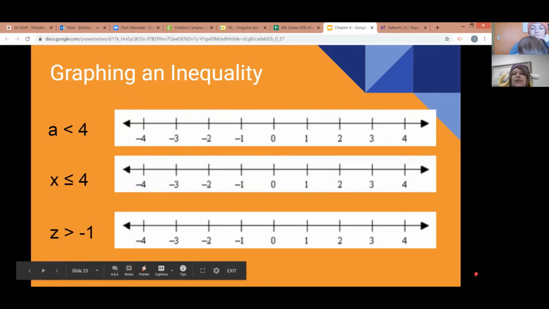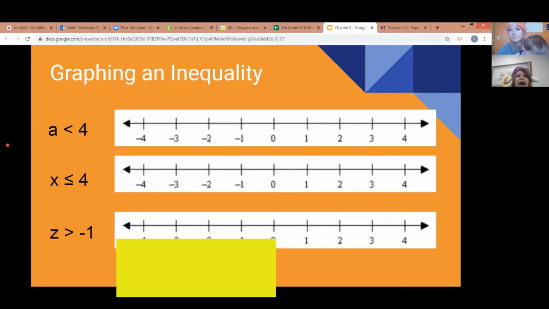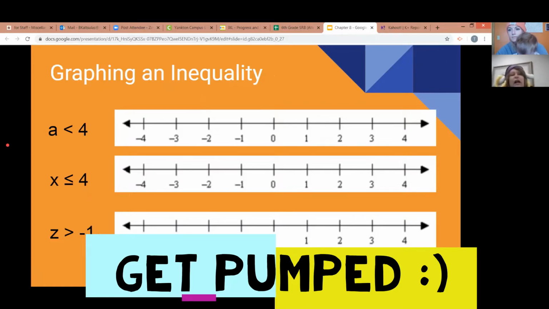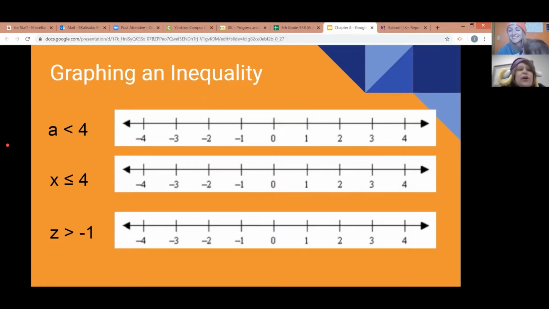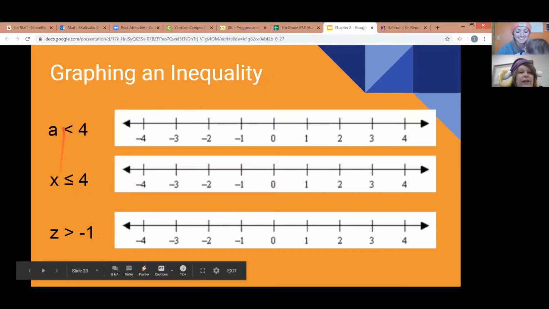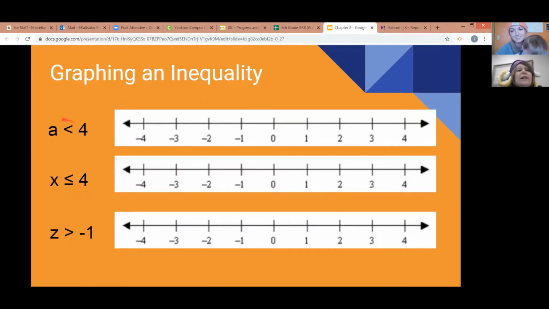The last part of our assignment is graphing the inequality. And these are so much fun, class. You're going to enjoy this. So you can see Mrs. K has 3 inequalities here. When you have an inequality that says it has a variable, that means that all the answers are going to be A, and all the numbers that we put in for A must be less than 4.